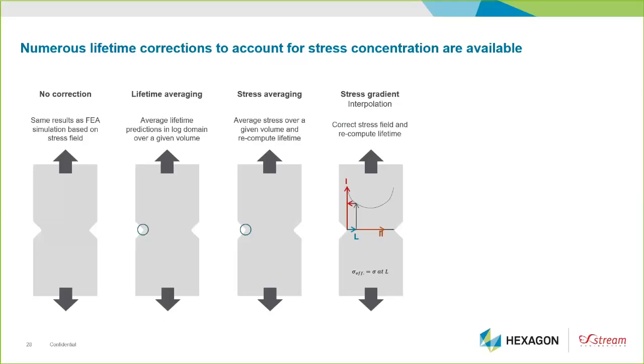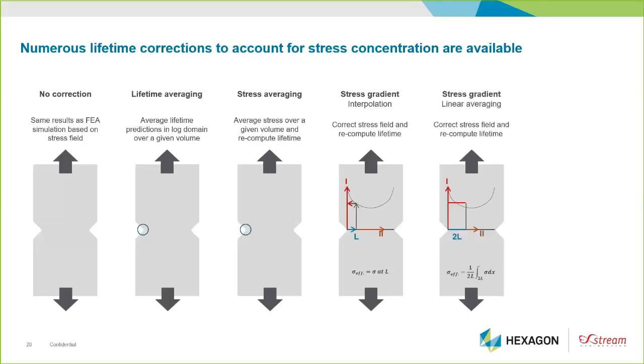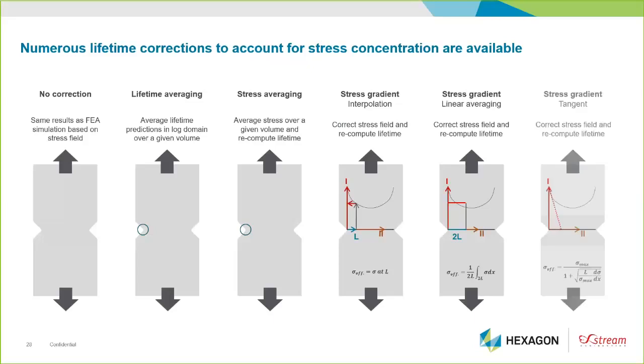Another way to post-process this stress gradient curve is to average it or integrate it over a certain domain in order to reach an average stress level which is more acceptable for the hotspot. And the last way we implemented to post-process the lifetime is to say that it is driven by the tangent. So really locally, depending on the stress gradient I have, I will correct the lifetime. And so here you see the function which is used in order to correct the lifetime based on this stress gradient slope.